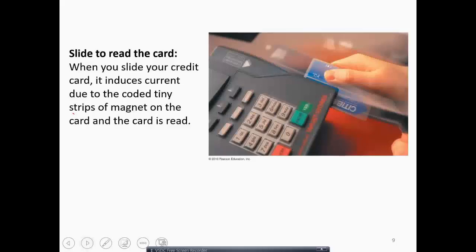So next, this is how the credit card machine reader reads your card information. When you swipe your credit card, I mean the old style magnetic credit card, it actually induces tiny electrical voltages, electrical energy, in your card reader, and the card reader will read the data. It's just electromagnetic induction.